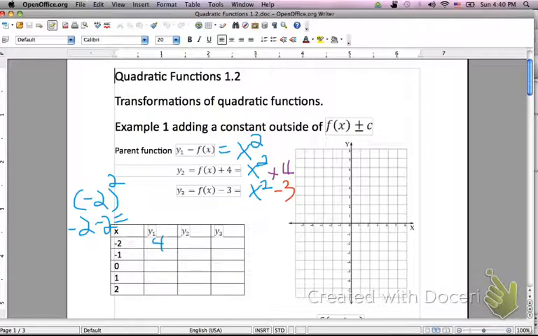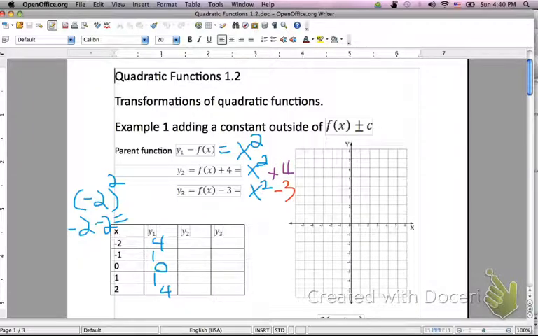Okay, I'll do the same thing. A negative 1 squared would be 1. 0 squared would be 0. 1 squared is 1 times 1 is 1. And 2 times 2 is 4. Okay, so I got my parent function graphed. Let's look at the table for adding 4.